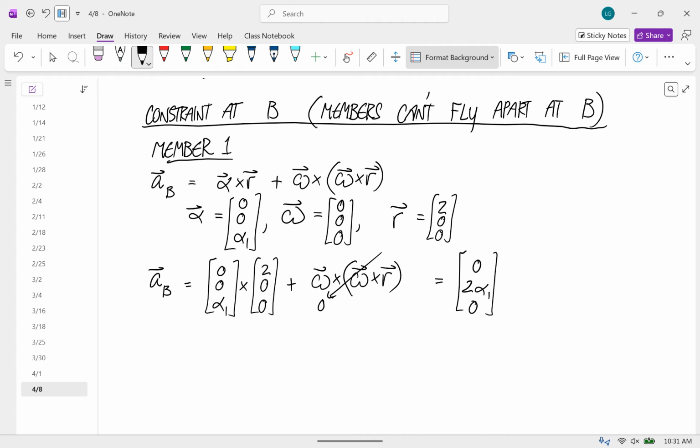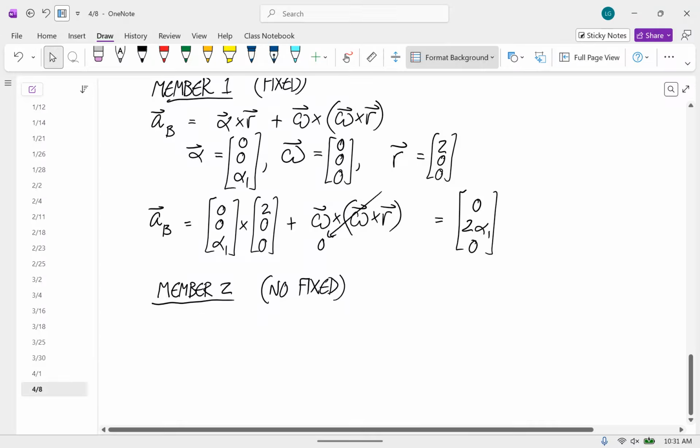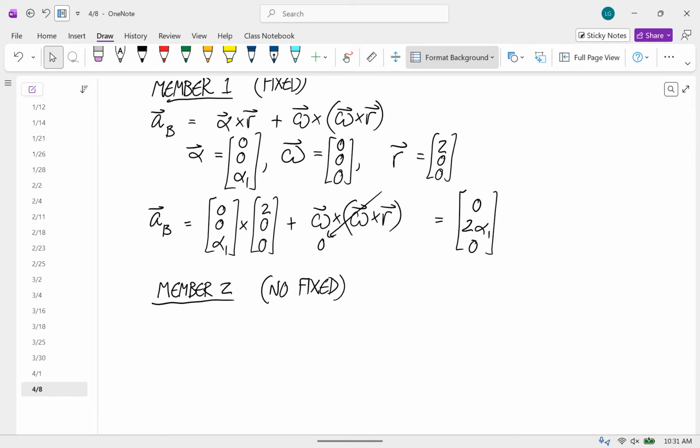And now we'll do the same thing for member 2. Okay, so this one has a fixed point. This one doesn't. So this one we're going to have to use relative motion. And that intermediate point that we're going to use for relative motion is the center of mass, because we already have an expression for the acceleration of the center of mass.